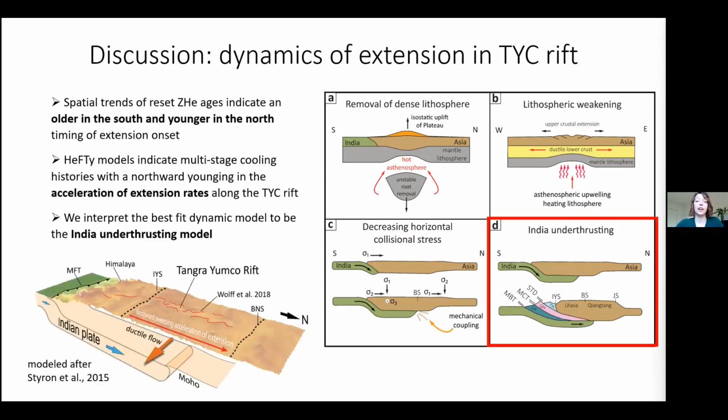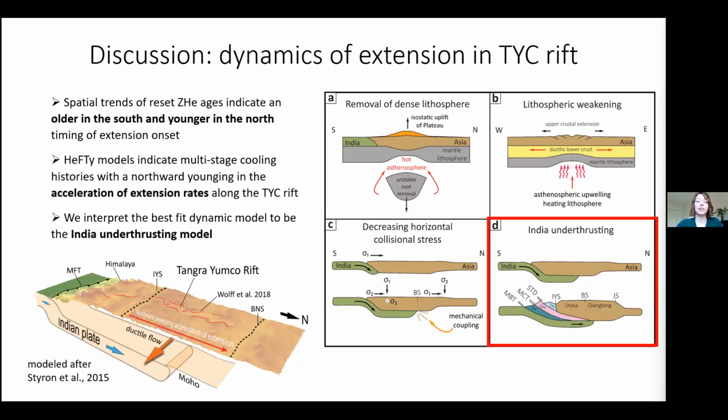This model predicts that underthrusting of Indian lithosphere beneath Asia increases crustal thickness to a critical gravitational potential energy, initiating upper crustal extension during Miocene time and causing an acceleration of extension rates in the Pliocene. This model predicts that rifting is active and ongoing, with an acceleration of extension rates that tracks the leading edge of India as it propagates northward beneath Tibet.